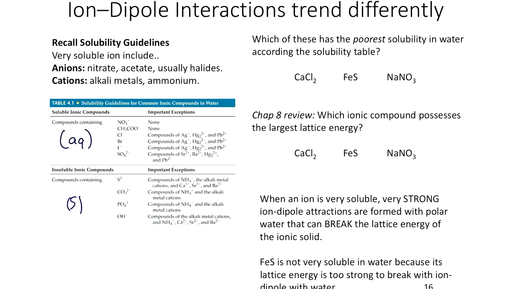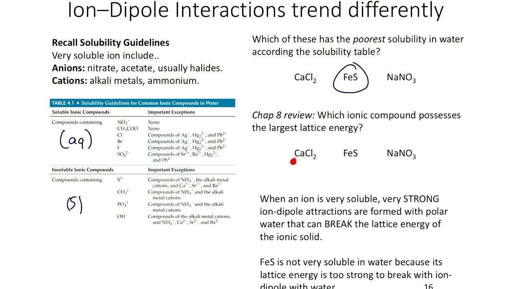Which one? The iron one, yes, because if you look at the list, sulfide is one of the insoluble anions. Yeah, all right. So that means that in iron sulfide, when you put it in water, water can't produce an ion dipole strong enough to break that lattice energy that holds together iron sulfide.